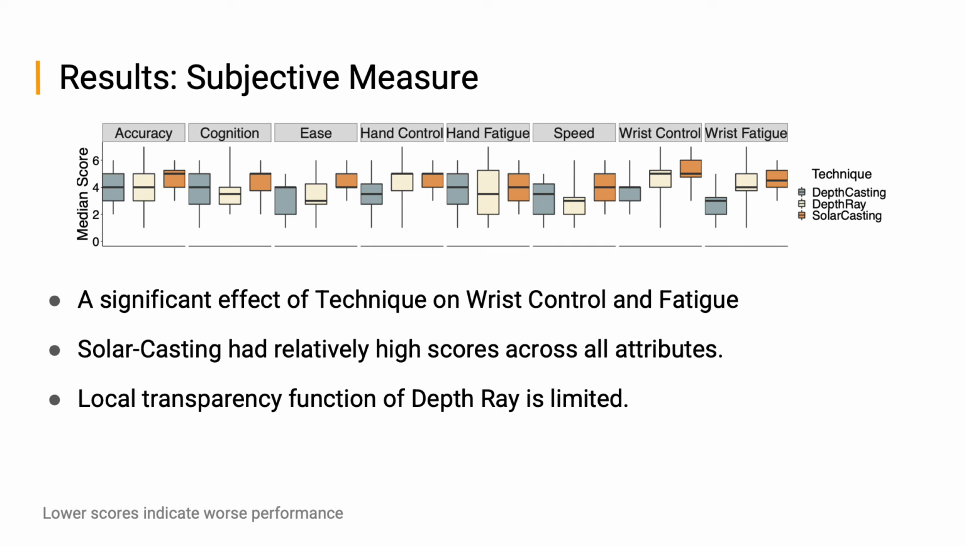Last, given the local transparency function of depth ray, some participants reported that it was difficult to use and see where the goal target was in the full occlusion environment. This was because targets outside the transparency volume and in front of the goal target might block the view. To handle this issue, some participants believed that a global filtering mechanism along the ray would be much welcome in depth ray instead of on the cursor.